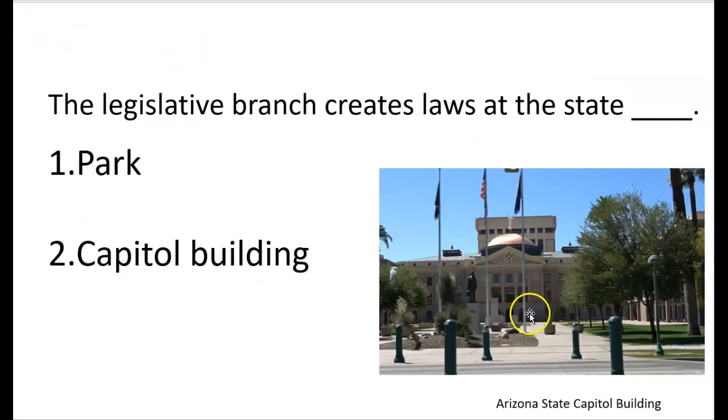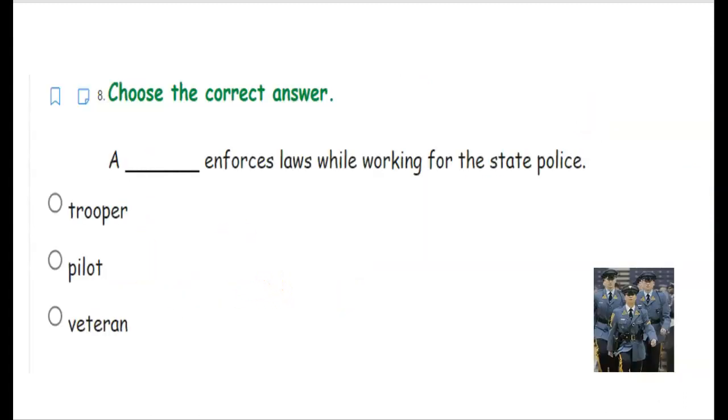Take a look here. Here we have a picture of Arizona's state capitol building. And my two choices to choose from are park or capitol building. And the question says the legislative branch creates laws at the state park or capitol building. Capitol building is the one hopefully you're thinking that makes sense there.